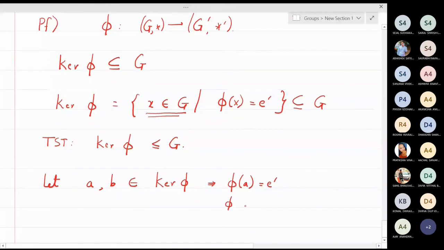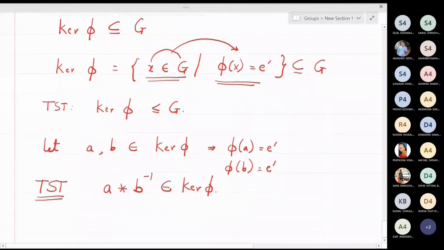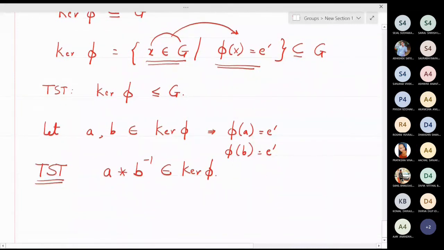If an element belongs to the kernel, then its image must be E dash. So phi of A and phi of B both are E dash, where A and B are in kernel of phi. By using the subgroup criteria, I have to show that A star B inverse also belongs to kernel of phi. So if I show that A star B inverse belongs to the kernel of phi, this means that kernel of phi will become a subgroup of G by the subgroup criteria.